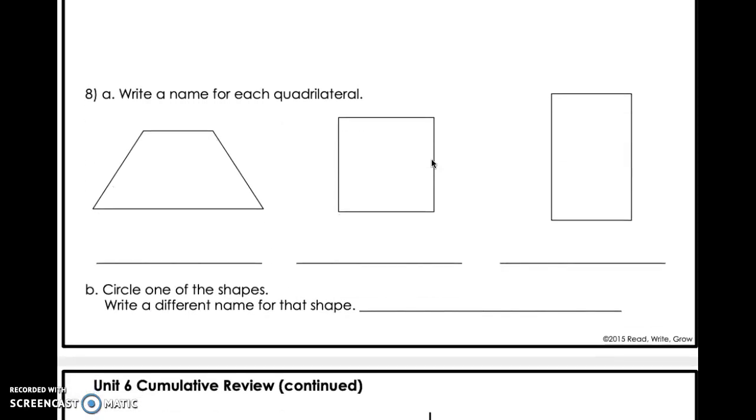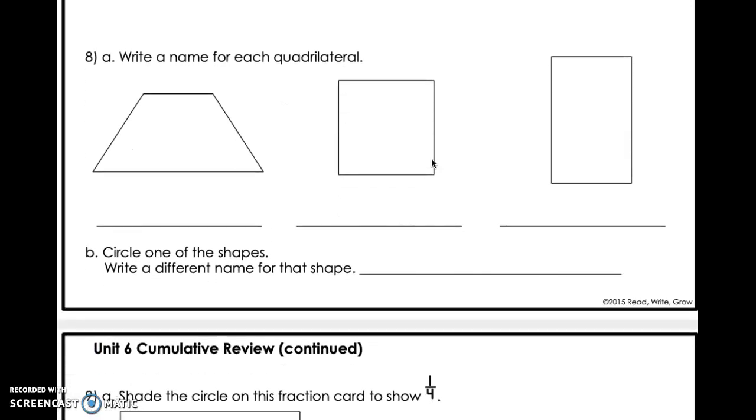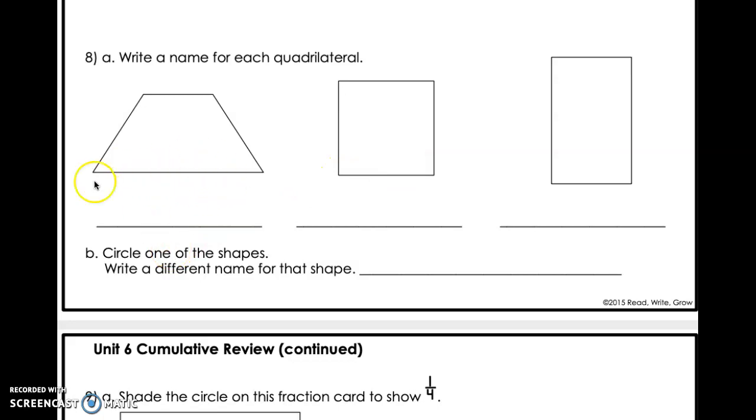All right, write a name for each quadrilateral. So here we got a trapezoid. Here we got a square. Here we got a rectangle. Circle one of the shapes. Write a different name for that shape. So you could circle any one.